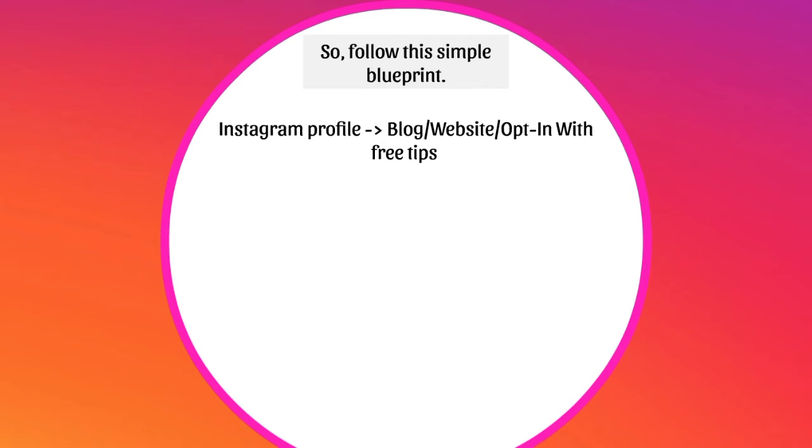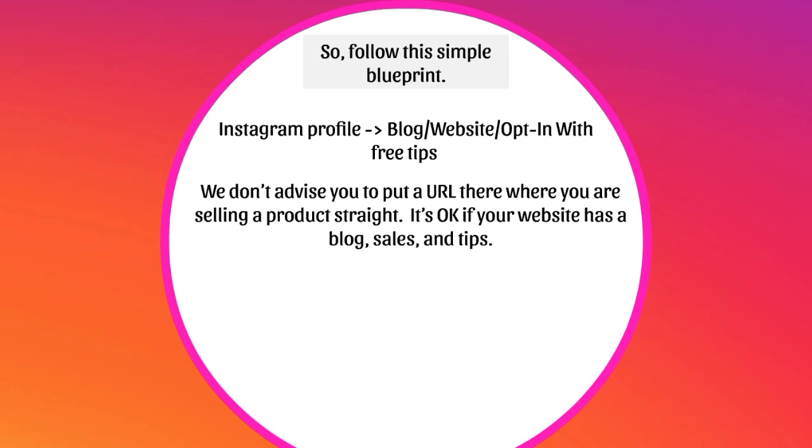And you can email them using an autoresponder like getresponse.com or aweber.com, and just build that relationship through your email autoresponder system. Then once you've built that relationship on a more personal, deeper level, you can begin to sell things. So we don't advise you to put a URL there where you're selling a product straight.